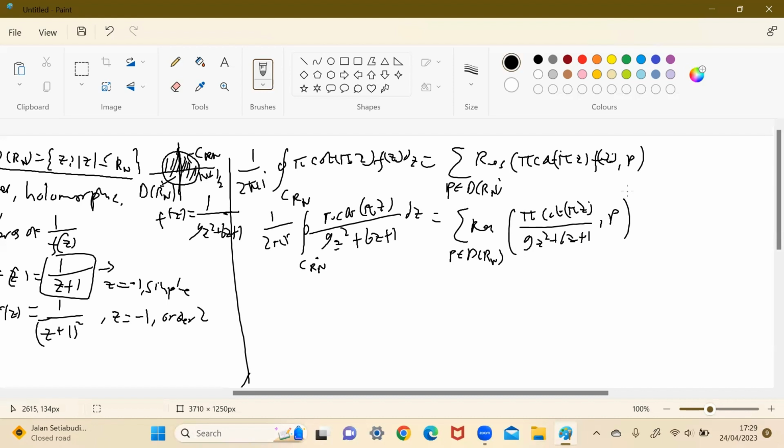So here we have to notice that this function has poles at each integer, because we have the cotangent pi z in the numerator. But don't forget the denominator, which would contribute to another pole. Notice that these are all simple poles, but there's one more pole that is contributed by the denominator.